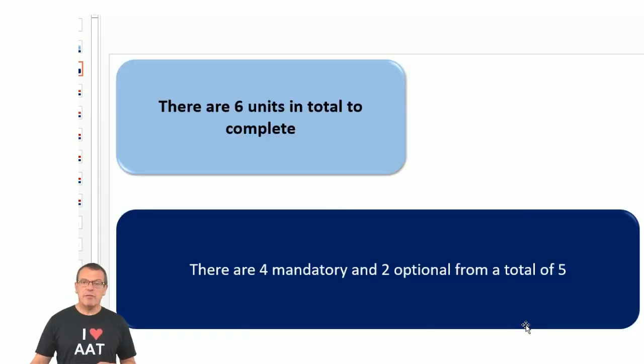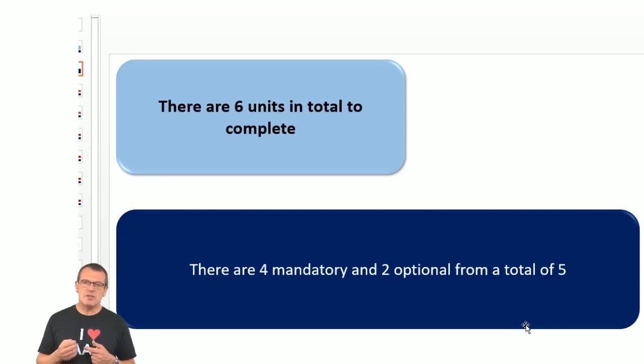Now, Level 4, there are 6 units to complete to be successful as a Level 4 AAT student. And for the first time, you will be faced with an option on a course of study within AAT. We have 4 mandatory units, and you have to cover the 4 mandatory units. However, you have to choose 2 options from a total of 5 that are currently available. You don't need to choose any more than 2. It's no good doing 3. You've passed the requirement.